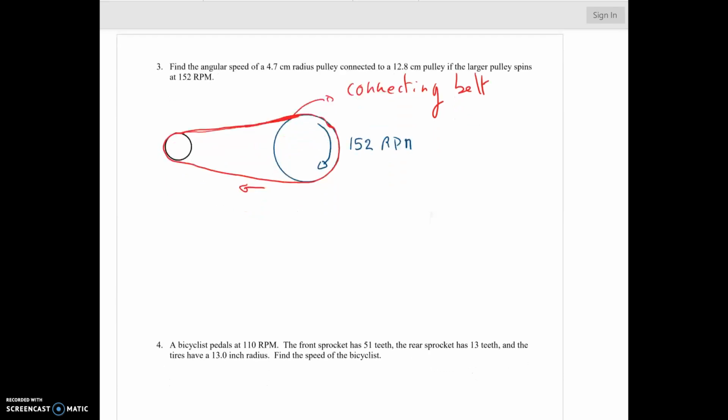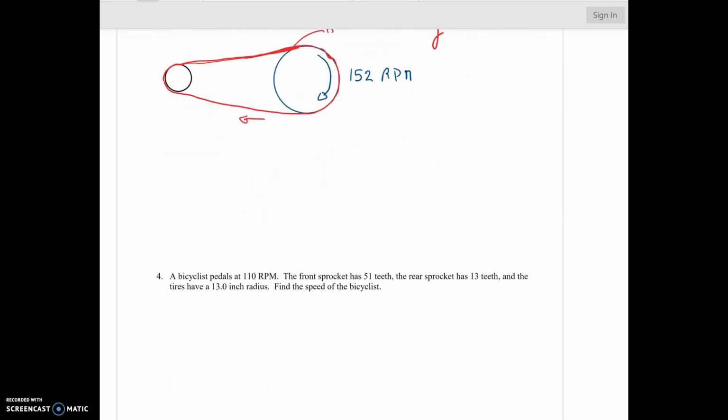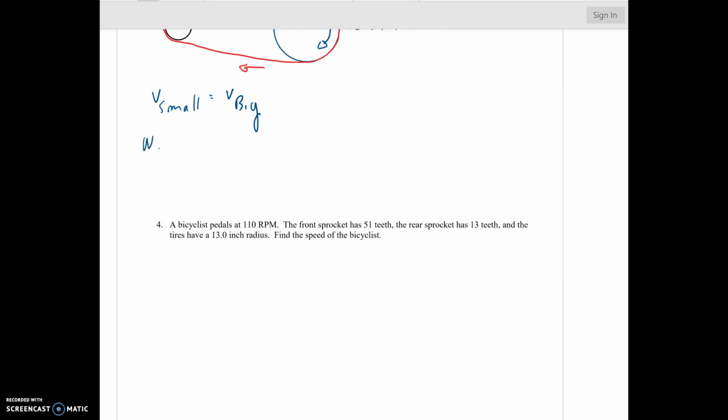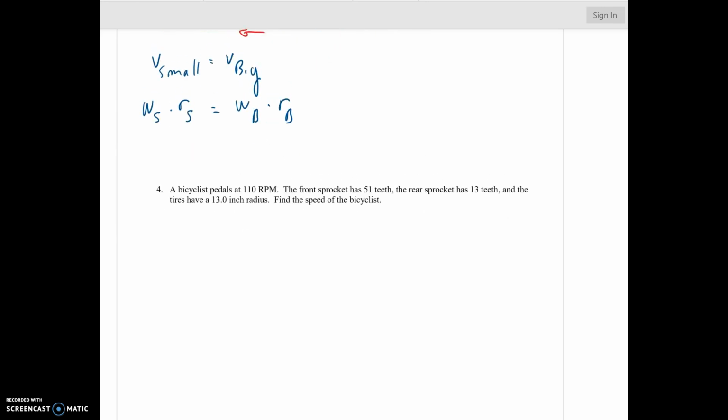There are a few things that you need to focus on. First of all, the velocity of the small pulley is equal to the velocity, or the linear speed, of the big pulley, which means that we have WS times RS for small equal WB for big times R big. And I'll let you finish the calculation to find the value of small.